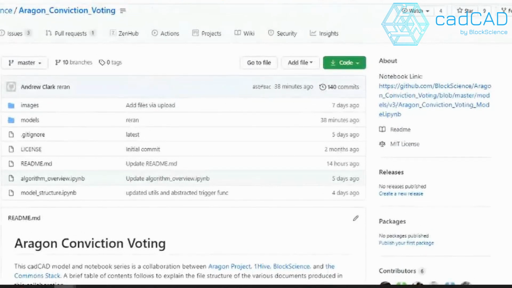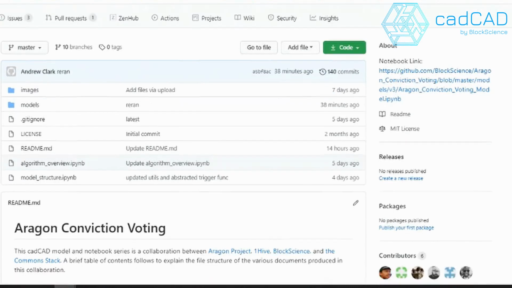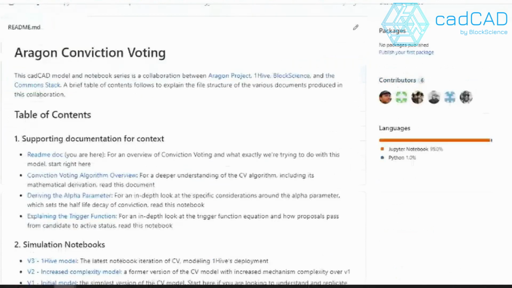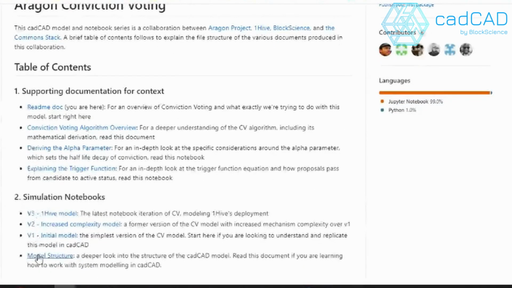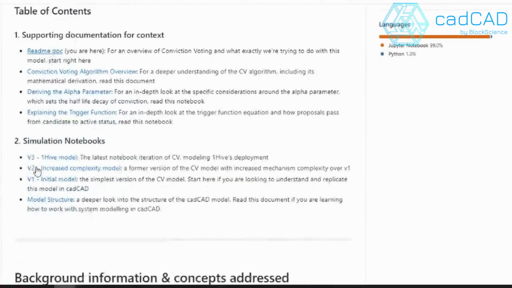This is basically a new cadCAD best practice model. So if you are interested in cadCAD modeling in general, it's definitely useful to take a look through the structure of this notebook and how everything is set up. But first, we'll go a little bit into conviction voting from a higher level. So you can see all the various notebooks that we've got here, starting with the README doc, which is exactly where we are.